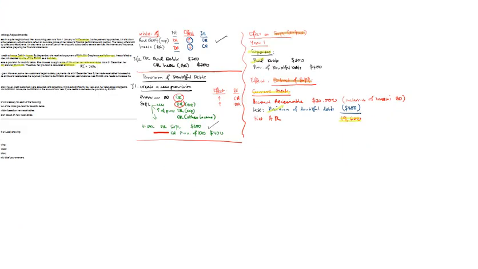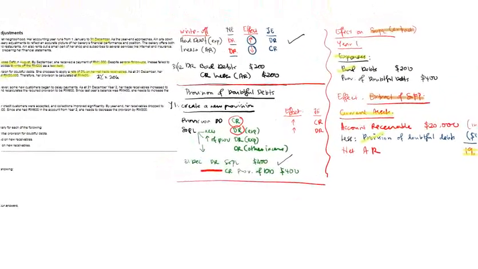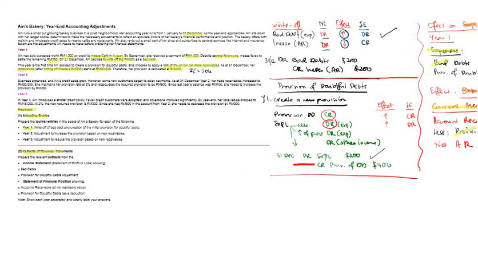We are going to continue with year 2 effect of the adjustment as well as year 3. So let's continue and see what happened in year 2 and year 3. Read further. In year 2, Ain's credit sales increased. Her trade receivables now stands at 30,000.